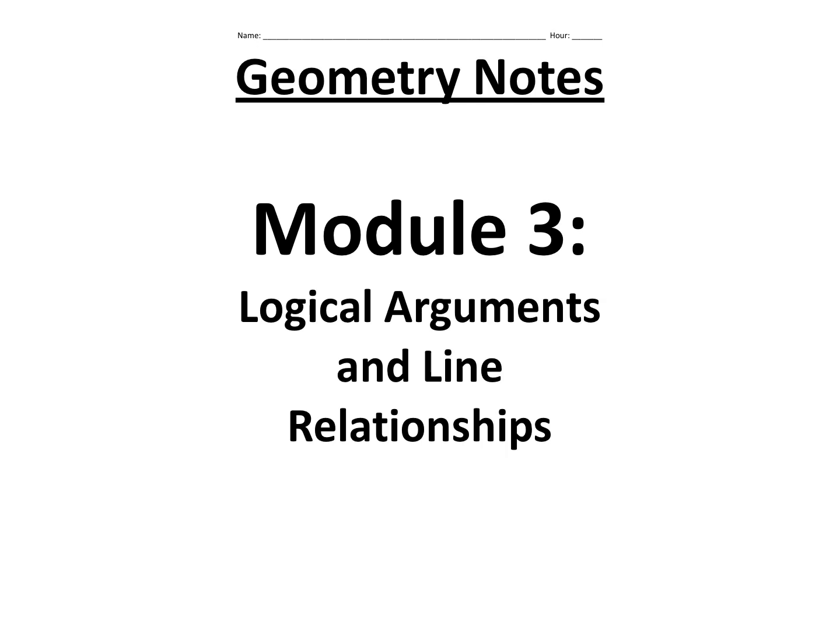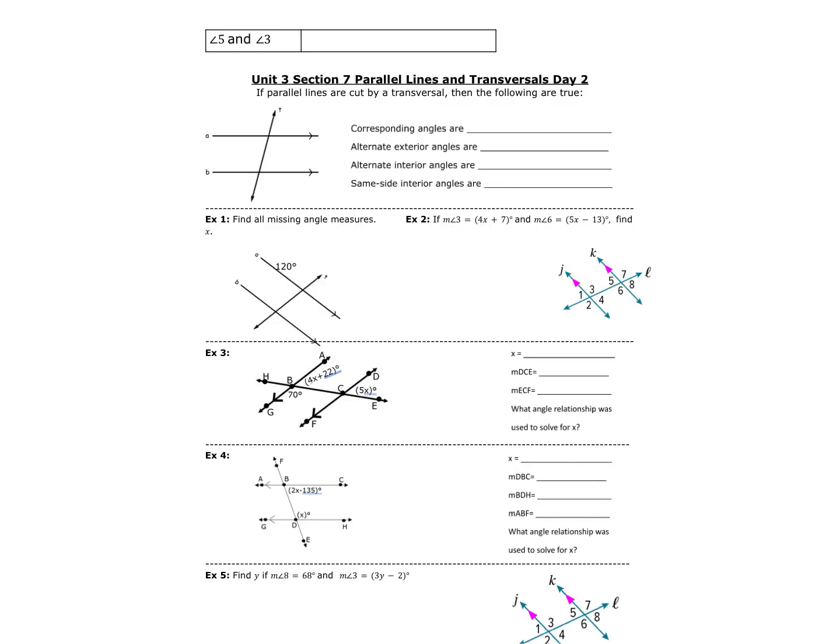Alright, so today we're going to be talking about day 2 of lesson 7 of module 3. And we're going to be talking about still transversals. Today we're going to introduce the idea of what happens whenever there are parallel lines.